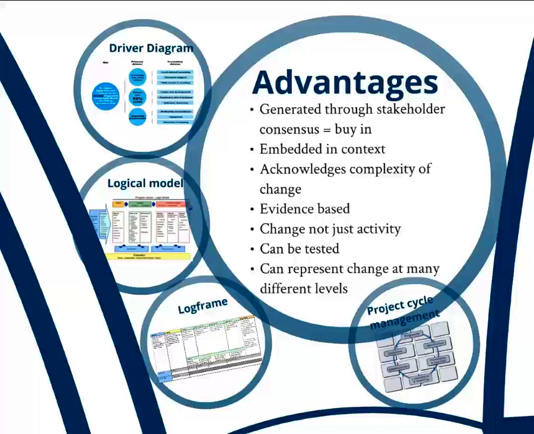So the first one is that theory of change is generated through stakeholder consensus. So you develop the causal pathway map for your project through a workshop process whereby your stakeholders have a key role in deciding what to do and how to do it, and that generates a lot of buy-in. And later on I'll take you through the process of how that workshop works.